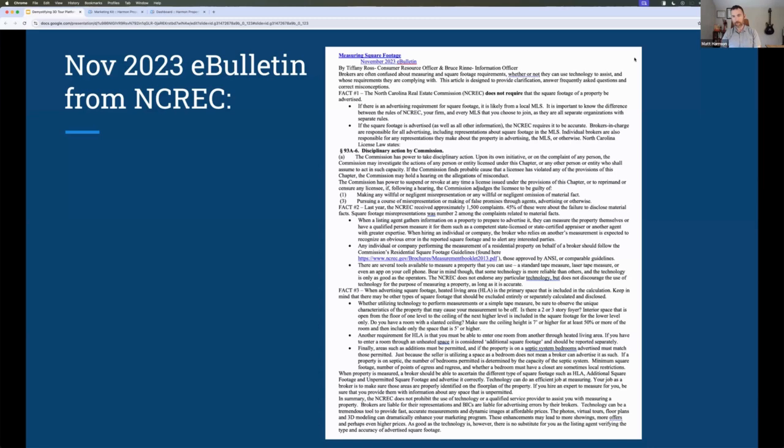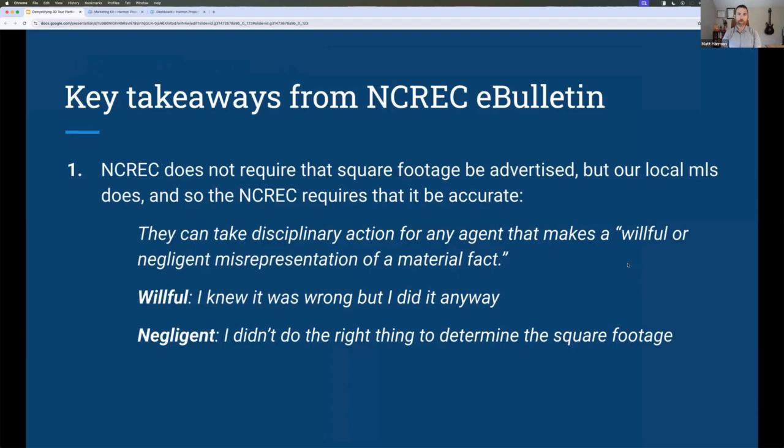So rather than go through this document piece by piece, it's kind of broken up into facts. You'll see here fact one, fact two, and fact three. That's how we're going to go through it. The first takeaway was that they don't require that square footage be advertised, but because our local MLS does, they require that it be accurate. So that's why there are parts of North Carolina where you don't actually have to share an exact square footage, but in our market area, we do.